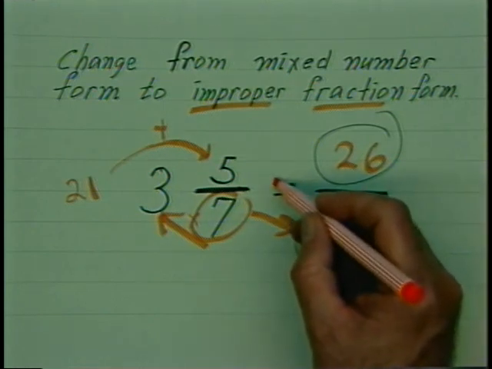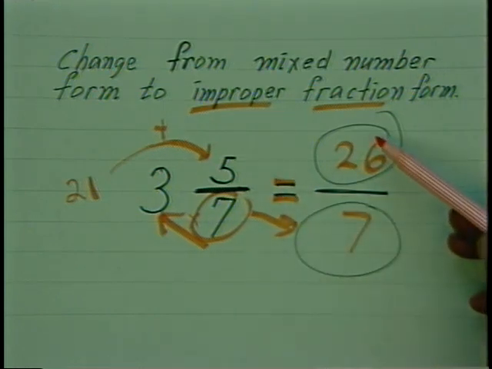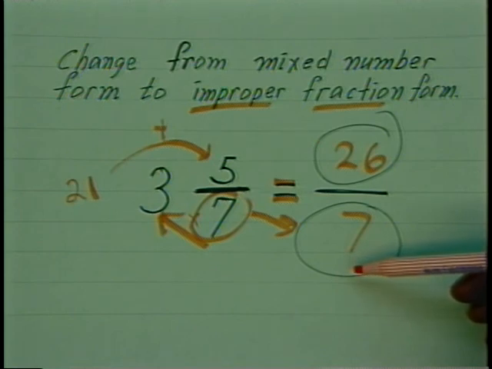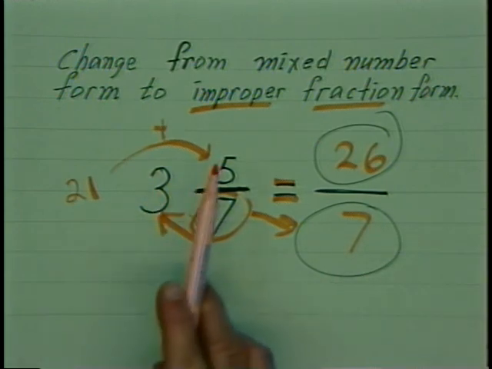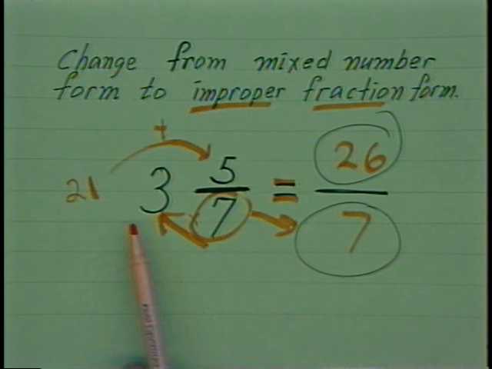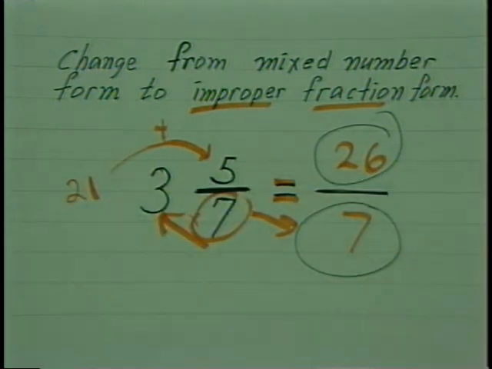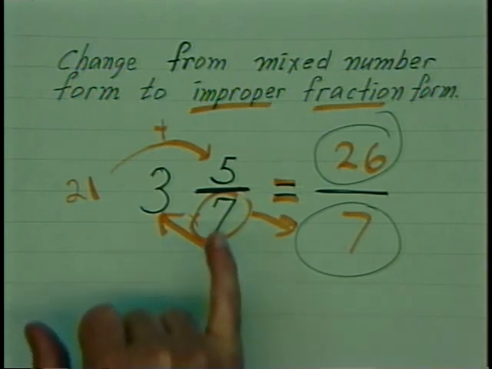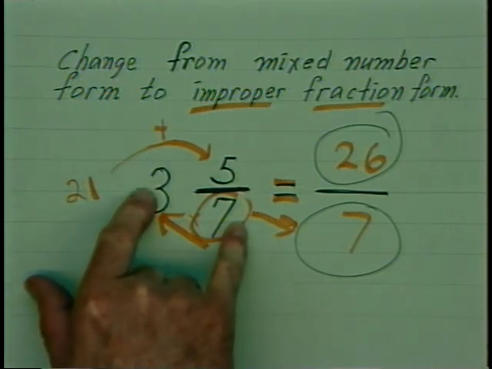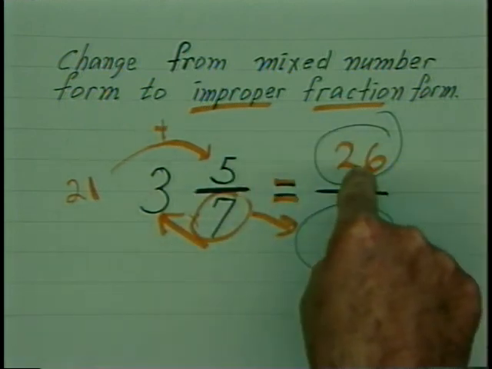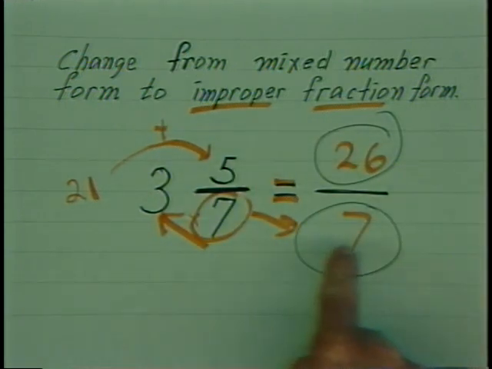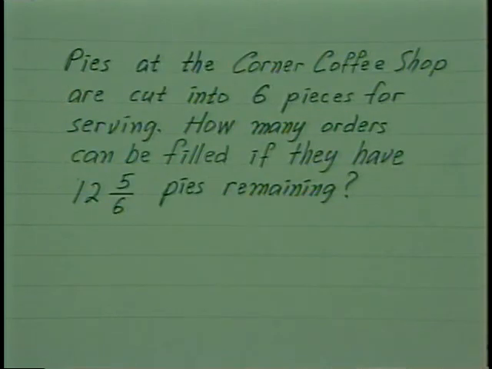And we remind ourselves that 26/7 is just another way of saying the number 3 and 5/7. In short, these are equivalent, which means they look different, but they have the same value. So once again, bottom times whole number added to top becomes new top, and bottom stays the same. Just that simple.